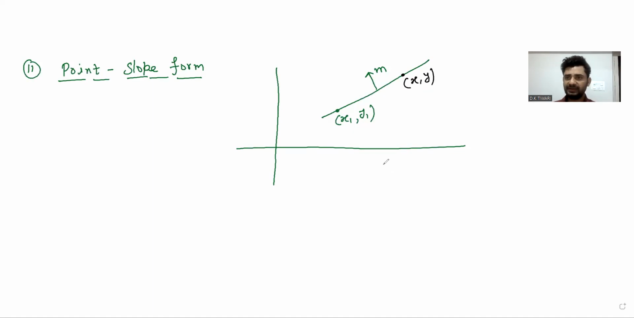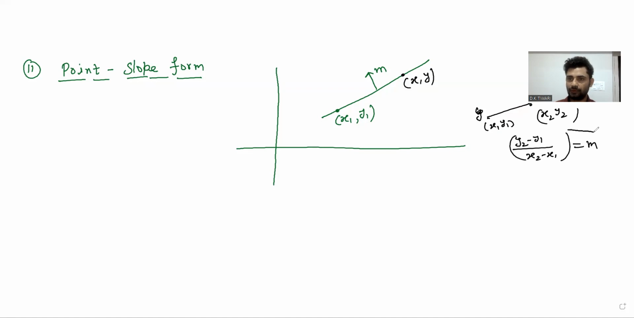And if 2 points are given, how do we find the slope of that line? Very simple. Suppose 2 points are given, say this is a line. Say this point is x1 comma y1, and this point is x2 comma y2. So how do we find the slope? It is nothing but y2 minus y1 divided by x2 minus x1. If 2 points are given, then we can find the slope using this formula.